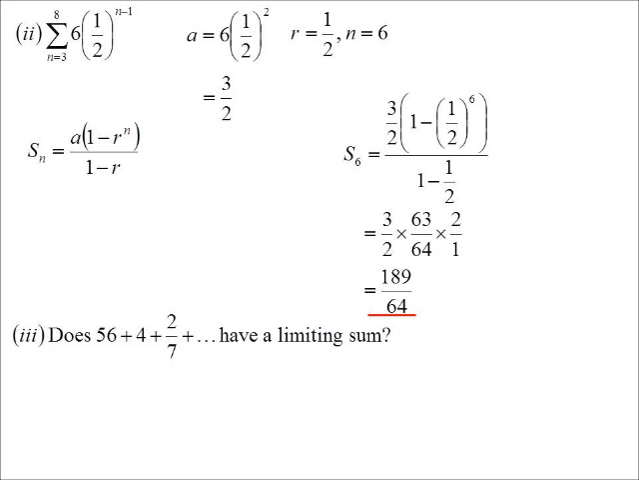This is what I was talking about. You get a question like this: does it have a limiting sum? And so really, it's just a matter of working out the ratio. The ratio is 4 on 56. That is less than 1.